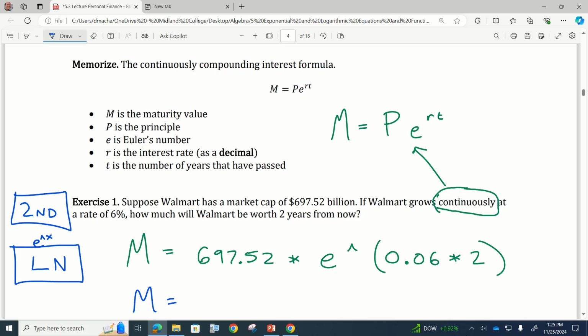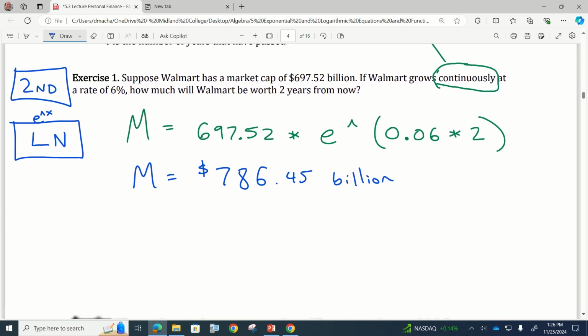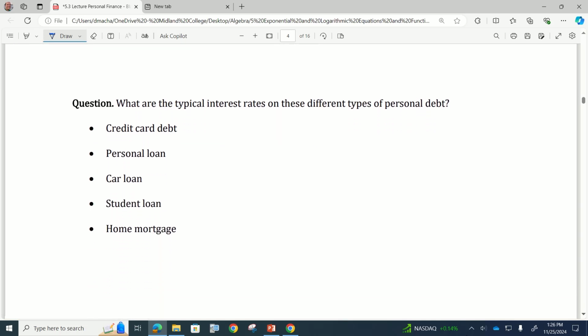And what is the maturity value I get? It's like 786.45 billion. So you would use this formula anytime something is growing continuously. You might say that Walmart as a business grows continuously because they sort of operate 24 hours a day. So it doesn't make sense to discretize it.